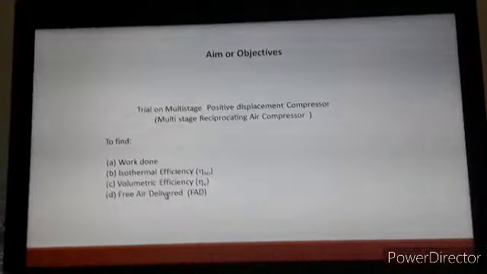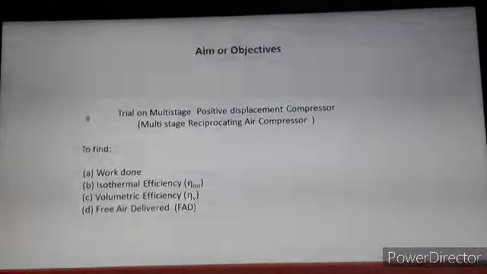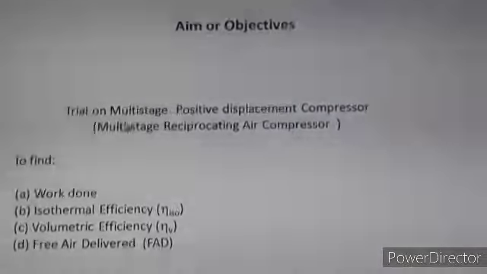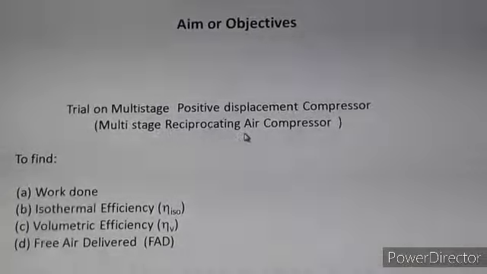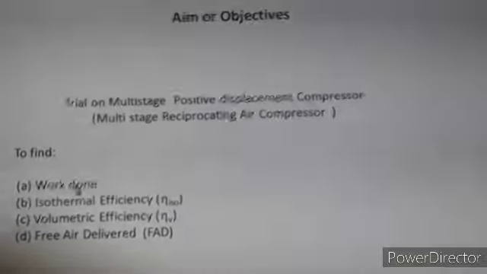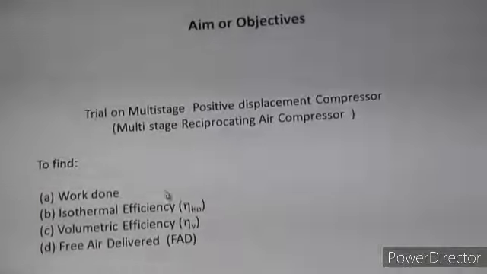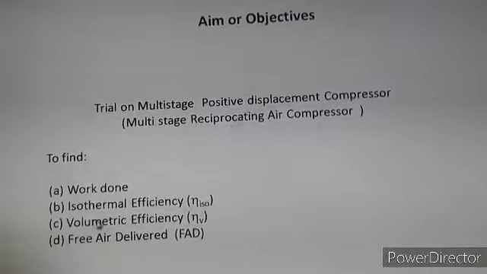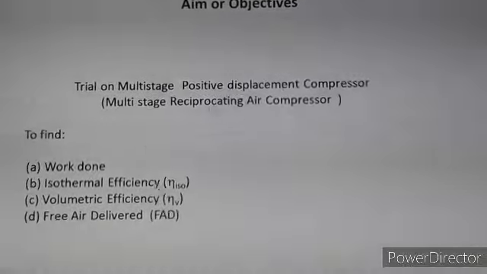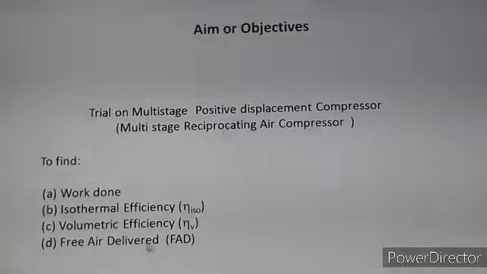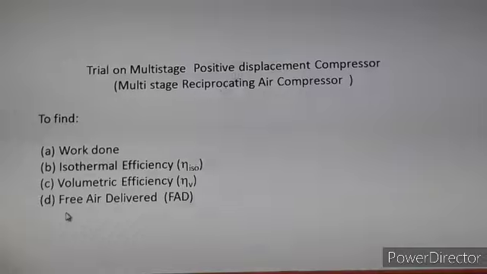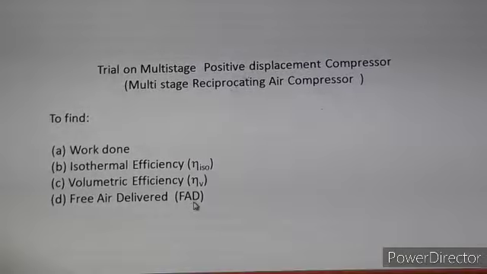So as per our aim, we have to conduct a trial on multi-stage reciprocating air compressor, and we have to find the work or power required for the multi-stage reciprocating air compressor, then the isothermal efficiency, then the volumetric efficiency of the multi-stage reciprocating air compressor, and finally we have to find the free air delivered, that is FAD.